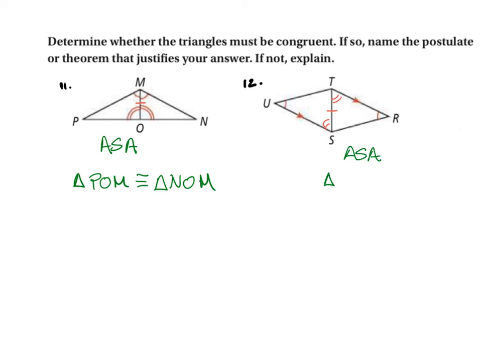So triangle UST is congruent to triangle RTS. As you can see, this angle S right here is corresponding with that angle T, and this angle S of the triangle at the right is corresponding with this angle on the left. And that's it.